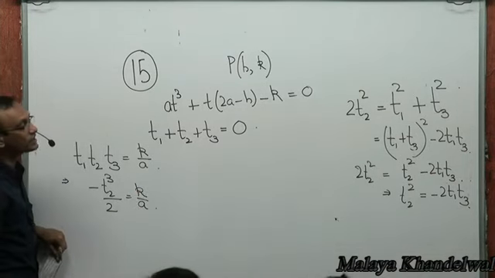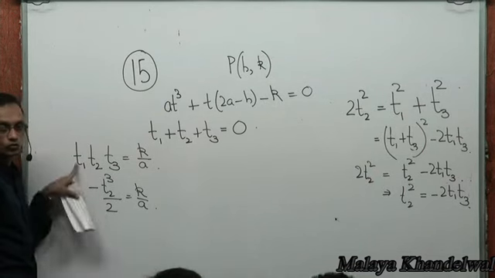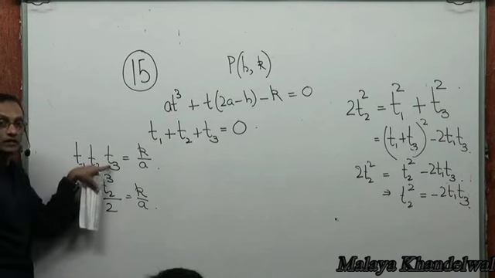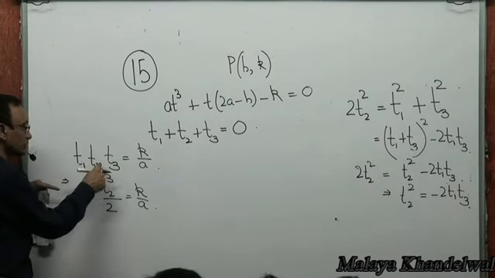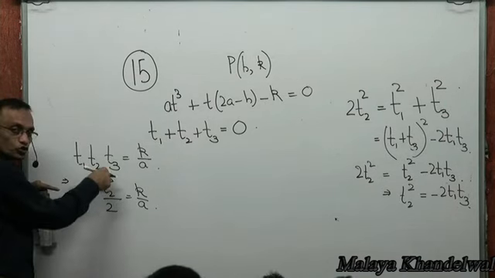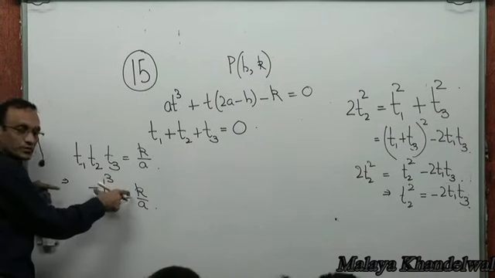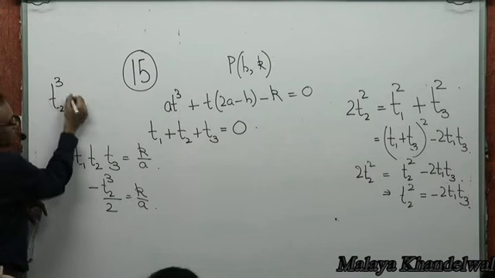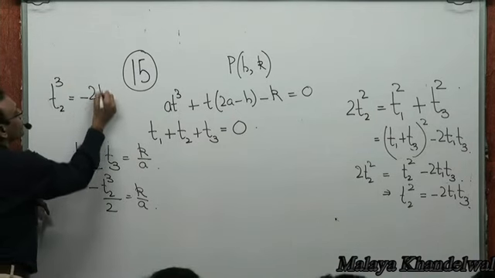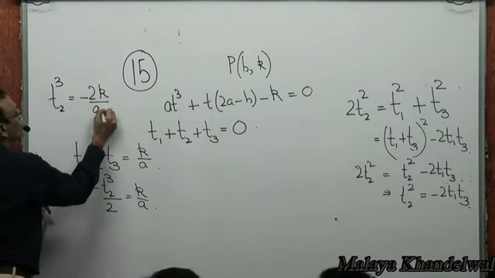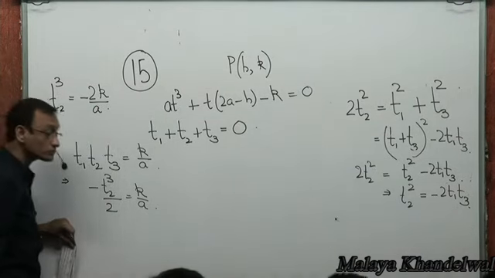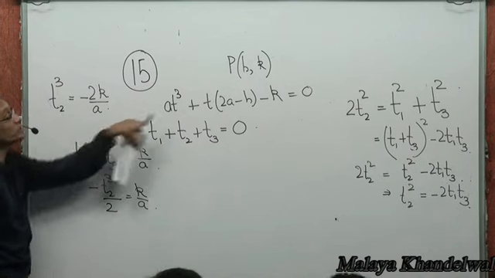T1 into T3 is minus T2 squared by 2. Clear? There is a T2, so T2 cubed is what this will become. T1 into T3 replaced. So that gives me T2 cubed is minus 2K by A. Clear? But T2 must be a root of this.